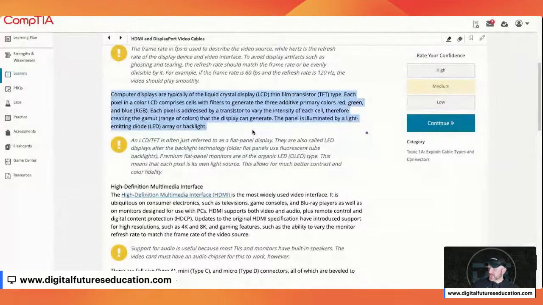The panel is illuminated by a light-emitting diode, LED array, or backlight. An LCD TFT is often referred to as a flat panel display. They are also called LED displays after the backlight technology. Older flat panels use fluorescent tube backlights.